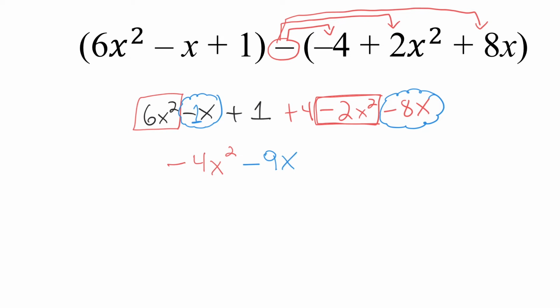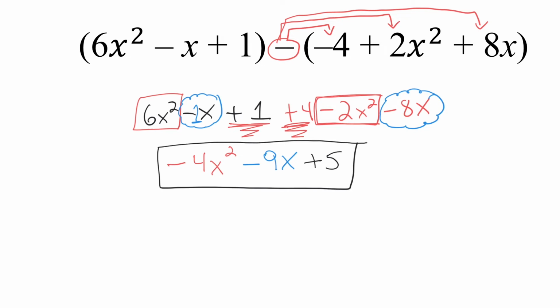And the last term is a constant, the number with no variable. So the numbers with no variable here, the constants, we do have the positive 1 and the positive 4. So 1 plus 4 is 5. So my answer is this polynomial, negative 4x squared minus 9x plus 5.